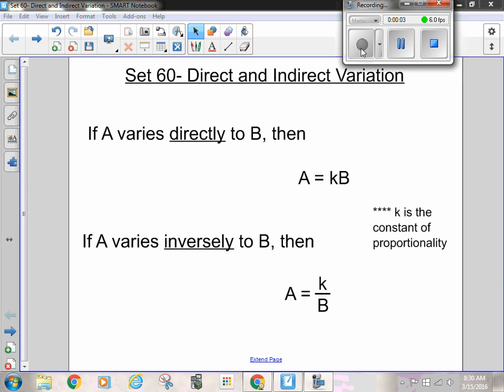All right, set 60 on direct and indirect variation. This should look very familiar. We did it last year in core quite a bit, so it should be just a review.